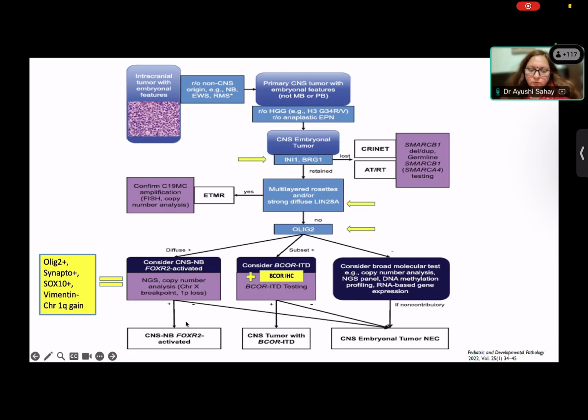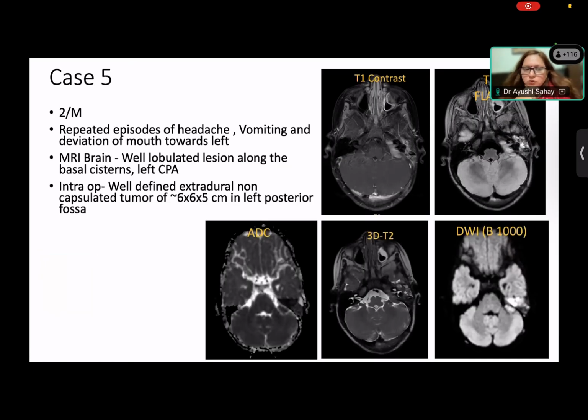So case 5. This was a 2-year-old male, and in this, Amit, would you like to chip in again? Yeah.